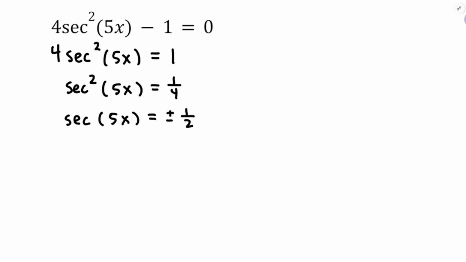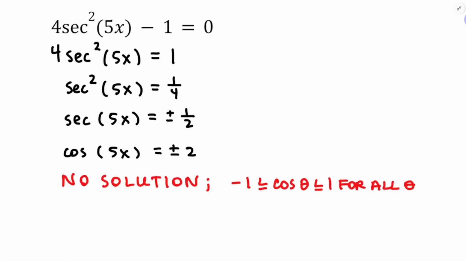And then I'll maybe change this into cosine, so it'll be cosine of 5x equals plus or minus 2. And that's going to be a problem for us. If you think back to the graph of y equals cosine x, that's always stuck between negative 1 and 1. Cosine x could never equal 2, or cosine of 5x. Cosine of anything can never equal 2, because it's always stuck between negative 1 and 1. So I'm just going to immediately say no solution. Okay? I know that cosine theta is between negative 1 and 1 for all theta.